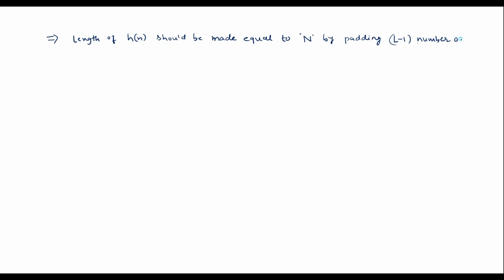Then the next step is length of h of n, where h of n is impulse response. Length of h of n should be made equal to N by appending N minus m number of zeros.